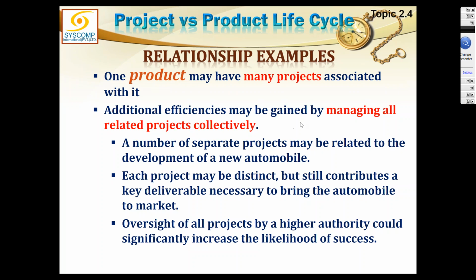So additional efficiencies may be gained by managing all such projects together. A number of separate projects may be related to the development of a new automobile. So this is the same product line, but there are 5 different projects which are trying to create one car. Each project may be distinct by itself, but still contribute a key deliverable necessary to bring the automobile to the market. Oversight of all these projects by a higher authority could significantly increase the likelihood of success, and that higher authority could be the product manager.